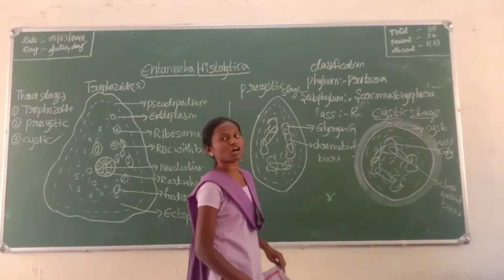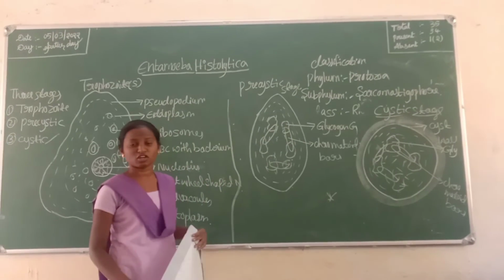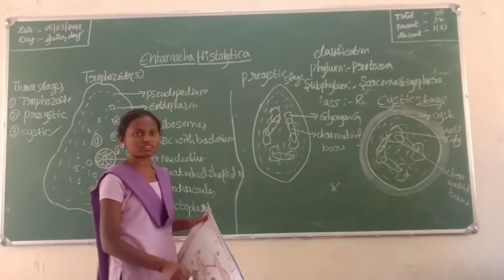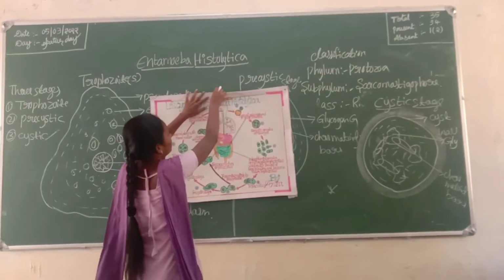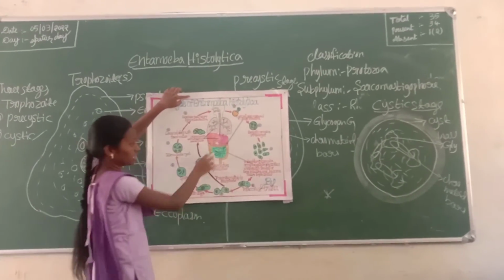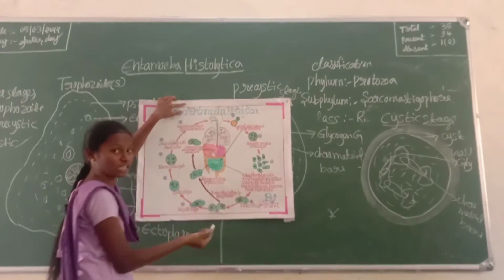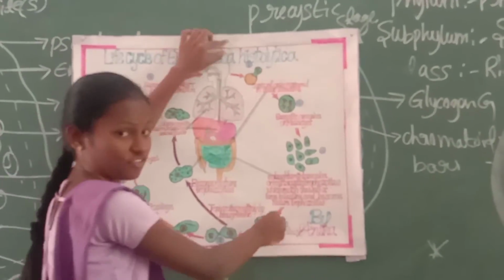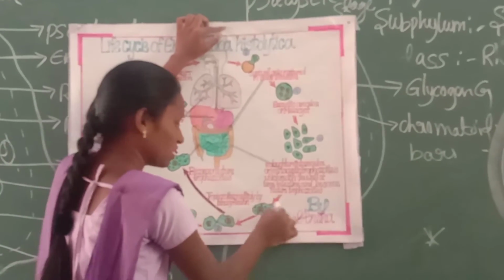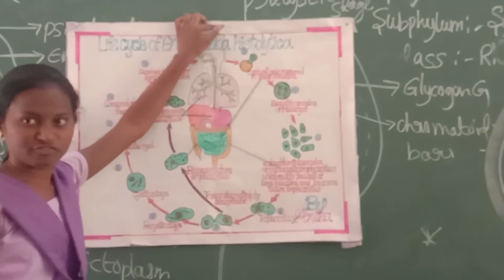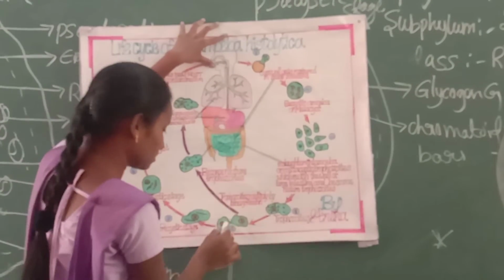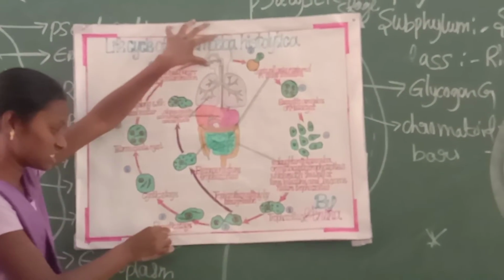So now we have to discuss the life cycle of ENTAMOEBA HISTOLYTICA. First of all, they divide into 8 daughter entamoeba. It forms one trophozoite. This is the first stage of the life cycle. Then it forms two by binary fission. Binary fission means two. Then it goes to the pre-cystic stage.